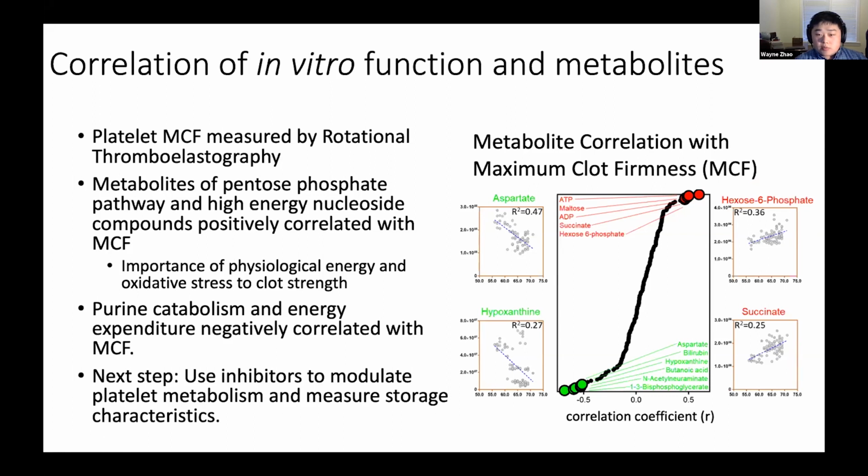Now we noticed that when we correlated the metabolomics data with the in vitro data using Spearman correlation, we see that metabolites of the pentose phosphate pathway, shown in red, and high energy nucleoside compounds correlated positively with our MCF values. So this shows the importance of physiological energy and oxidative stress to clot strength. Furthermore, the metabolites in green are mostly negatively correlating with the clot firmness, and most of these metabolites come from the purine catabolism pathway and energy expenditure.